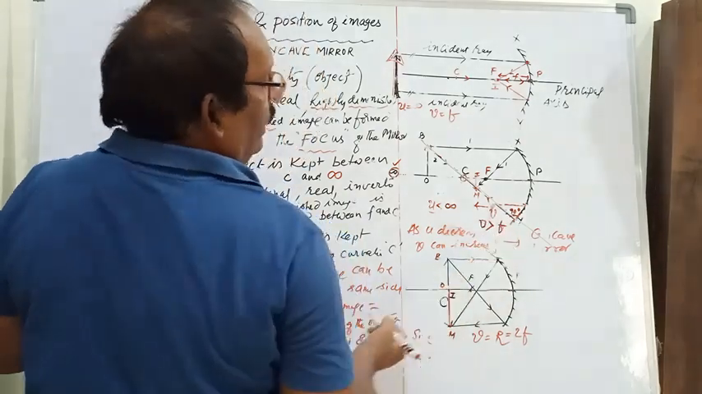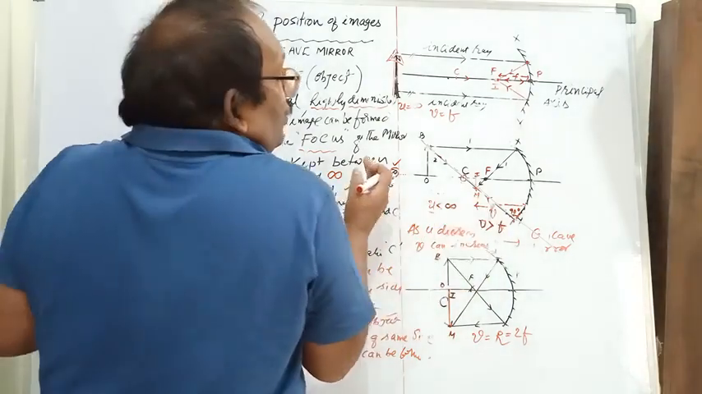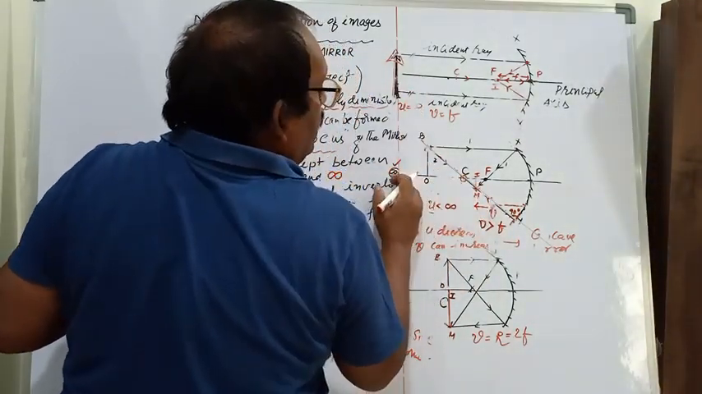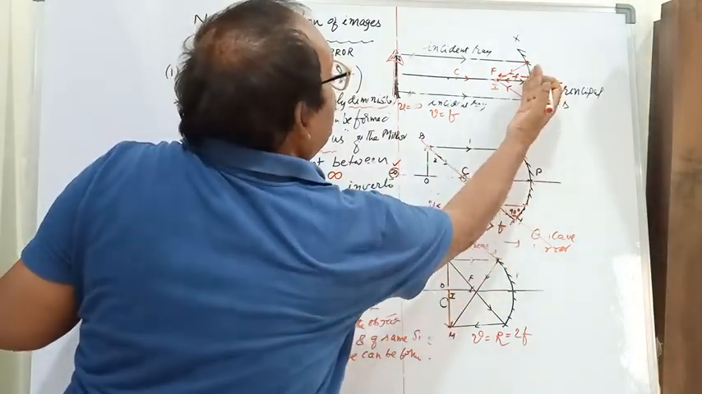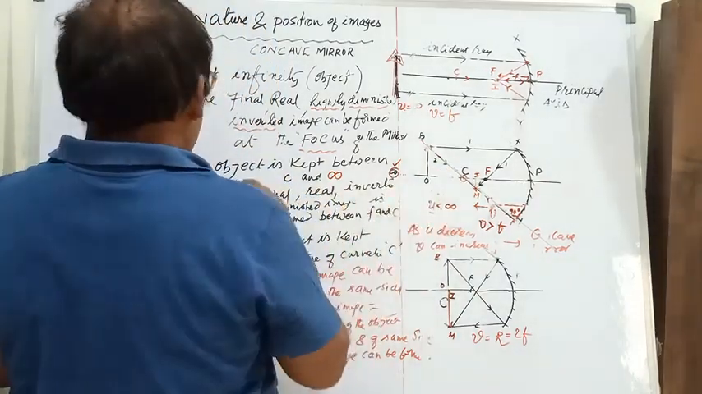It is more than focal length. Distance of the image is what? More than focal length. As you reduce the distance of the object from infinity to a distance that is less than infinity, the image distance is increased from focal length to a distance that is more than focal length. This is case number 2.